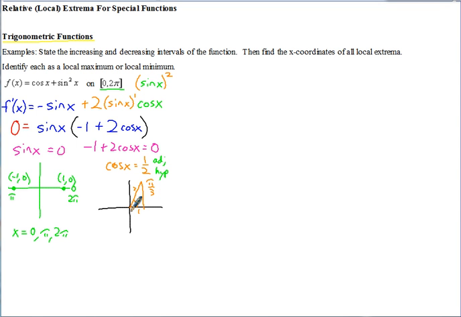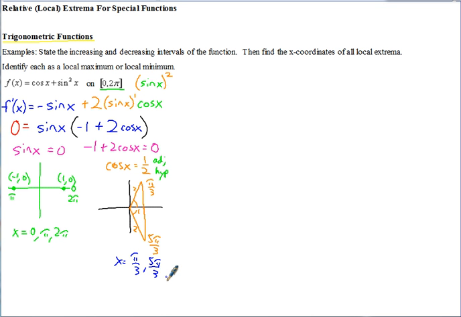And it's also in this quadrant right here. Adjacent is 1, hypotenuse is 2. So this would be 2 pi, which is 6 pi over 3. So that means this would be pi over 3 less than it, so 5 pi over 3. So those would be our other two critical numbers: x equals pi over 3 and 5 pi over 3.